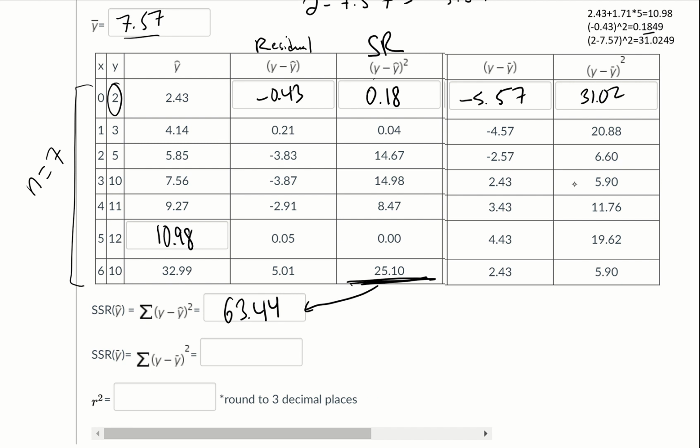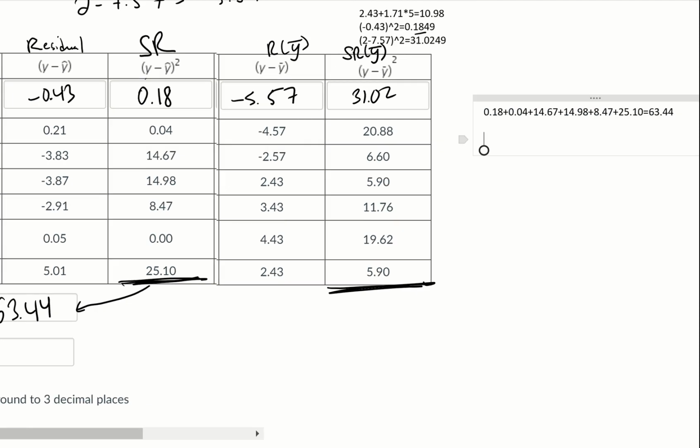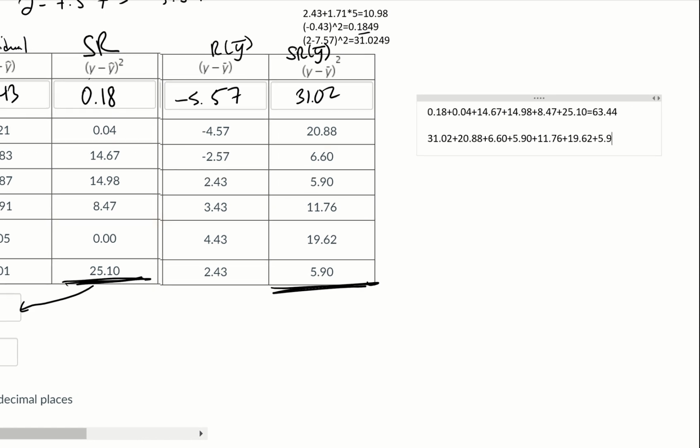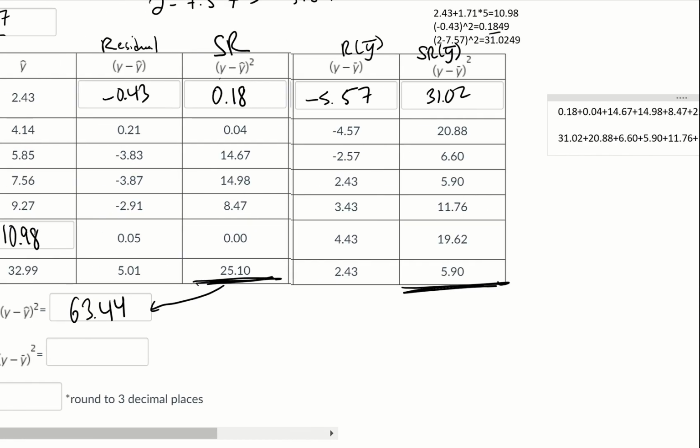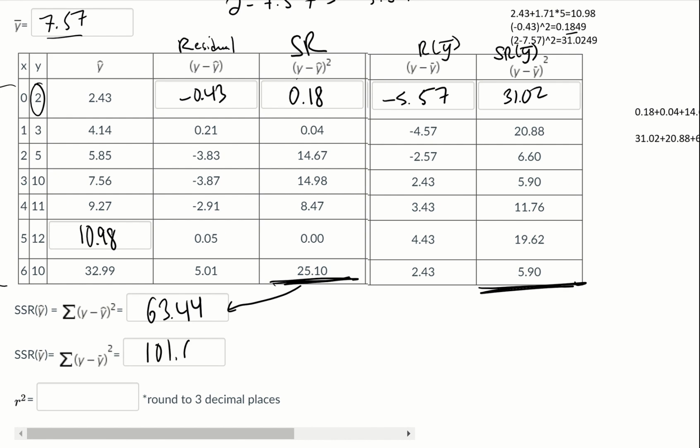And now we got to find the SSR for y bar. So this is your residual for y bar. This is your squared residual for y bar. And so to find your SSR, you're going to have to total this to get SSR for y bar. So we'll add those numbers together. Okay, we get 101.68. And that's in 2 decimal places, so we're good.